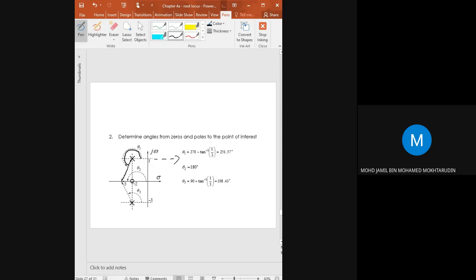And then the second angle, theta 2. The angle made by theta 2 to the point of interest is simple, 180 degrees, no need to calculate. And then the angle theta 3. Here the formula is 90 plus tangent inverse of 1 over 3. You can also use 180 minus tangent inverse of 3. So there are two ways. Another way is 180 minus tangent inverse of 3. So all this depends on how you see the angle.